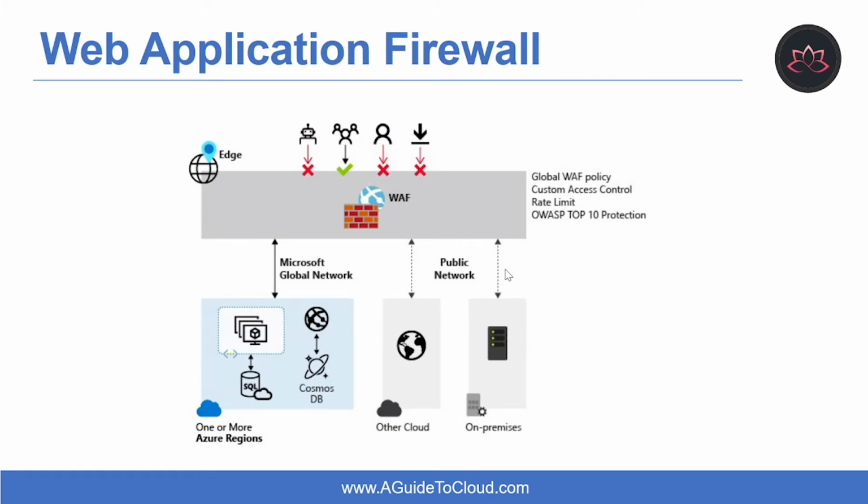Now let's learn about what Web Application Firewall is. Web Application Firewall, or WAF, provides centralized protection of your web applications from common exploits and vulnerabilities. Web applications are increasingly targeted by malicious attacks that exploit commonly known vulnerabilities. SQL injection and cross-site scripting are among the most common attacks. Preventing such attacks in application code is challenging.